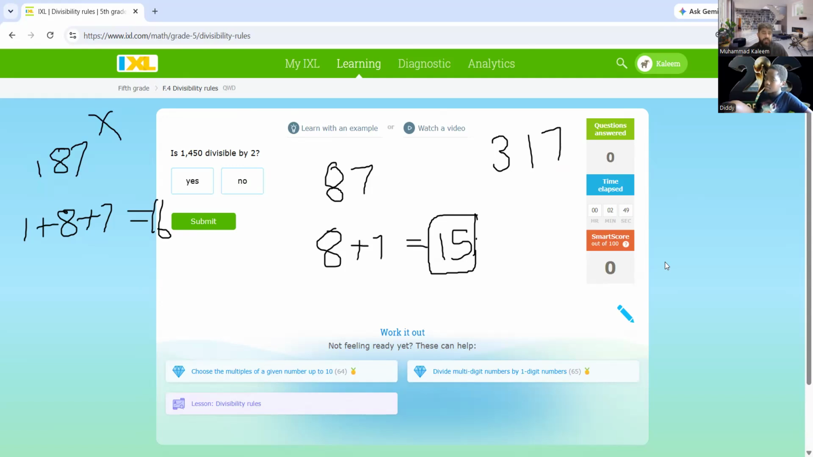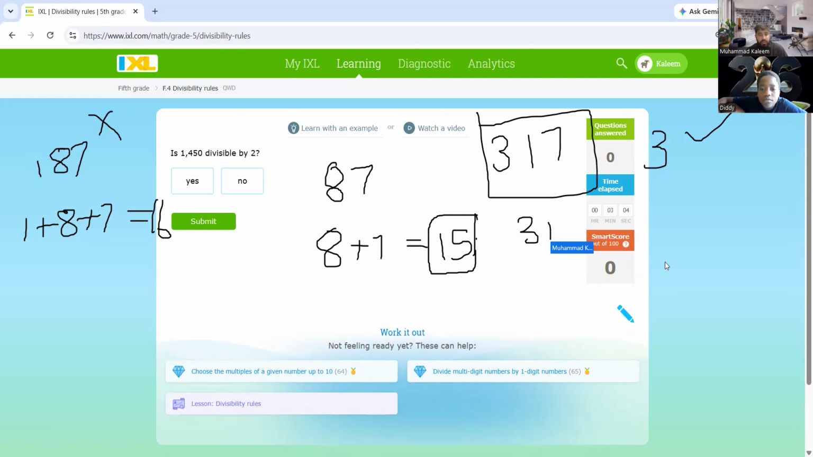So this will be divisible by 3. 3 will be a factor of this number, and I'm 100% sure 3 will be a factor of it. I checked it. I just find the sum: 3 plus 1 plus 7. What's the sum of these numbers? Wait, no, it's not 12. No, it's 11.